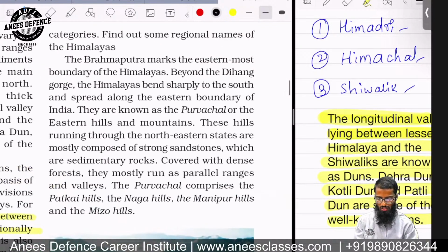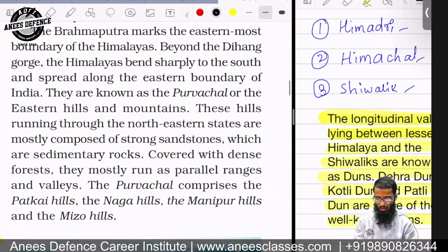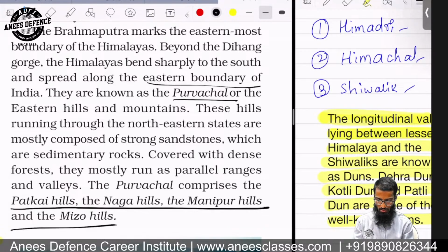Brahmaputra marks the easternmost boundary of the Himalayas. Beyond the Dihang, the Himalayas bend sharply to the south and spread to the eastern boundary. They are known as Purvanchal, or the eastern hills. These hills run through the northeastern states, mostly composed of strong sandstones, which are sedimentary rocks. Covered with dense forest, they mostly run as parallel ranges and valleys. The Purvanchal comprises Patkai Hills, Naga Hills, Manipur Hills, and Mizo Hills. So these are actually the part of what? Purvanchal, which is the eastern Himalayas or the eastern hills. Is it clear?